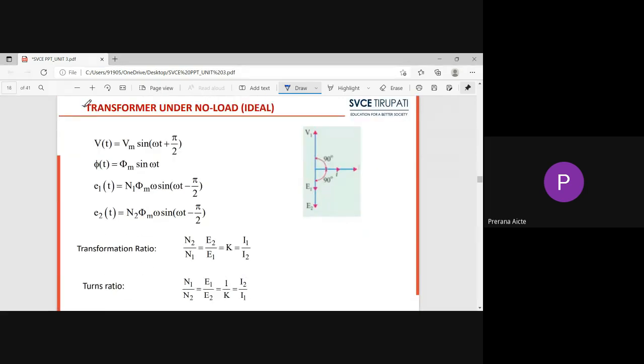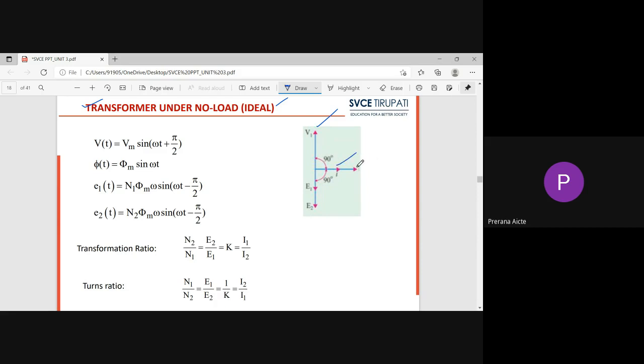See here, the transformer is operated under no load condition. That is an ideal transformer. We already know that when a transformer is operated on no load, there are some iron losses. Suppose it is an ideal transformer, then the iron losses are zero. When the iron losses are zero, see how the vector diagram looks. V1 is the supply voltage. When V1 is given to the primary winding, the magnetizing current Im starts flowing through the primary winding. This is the Im current.